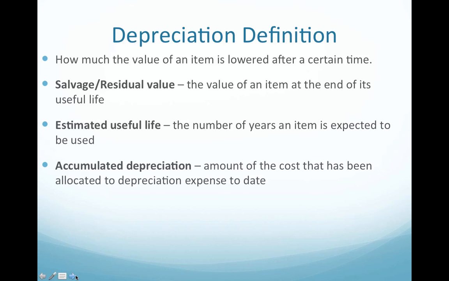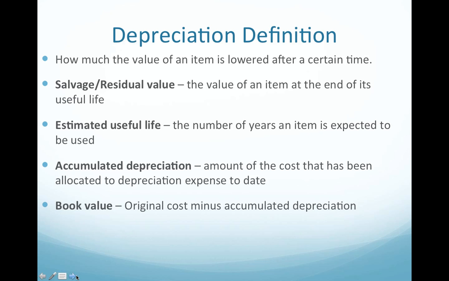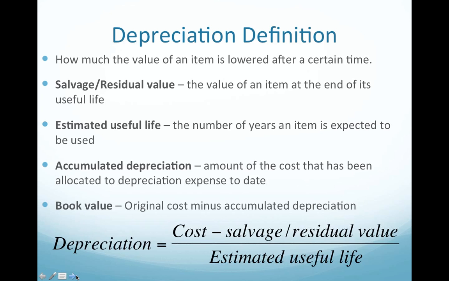The estimated useful life is how long the item is expected to be used. Again, that's not how long it will last, but how long it's expected to be used. Accumulated depreciation is the total of all depreciation expenses to date. Book value is the original cost minus the accumulated depreciation.